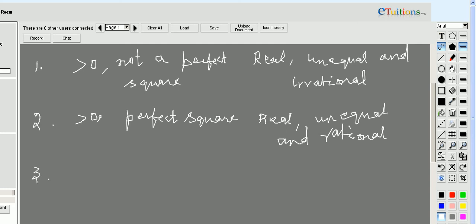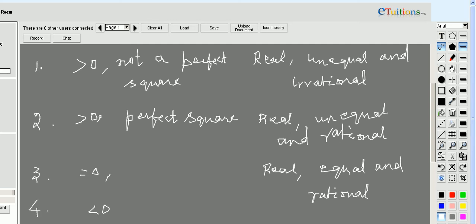And suppose it is equal to 0, in that case the roots are real, equal and rational. If that value is less than 0, in that case the roots are unreal, that means they are imaginary.